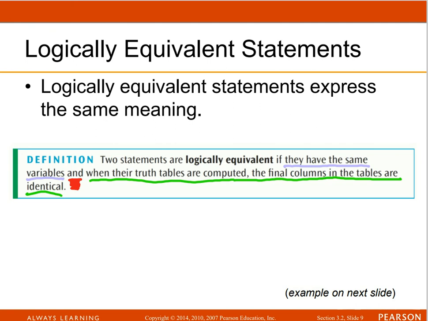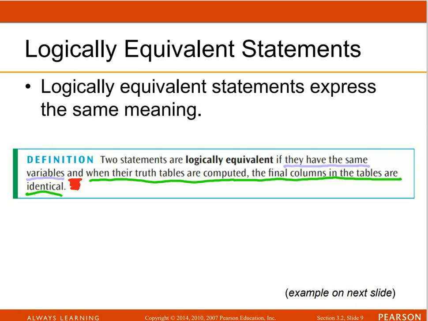You have to first check, okay, this one has P's and Q's. Does this one have P's and Q's? Yes, okay. First barrier has been crossed. But then you have to go to the next one, do the truth tables for both of them, and then look at the final columns. If the one on the left is true, true, true, false, and the one on the right is true, true, false, true.